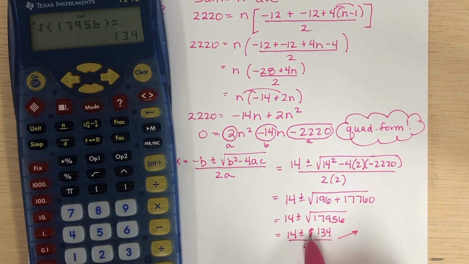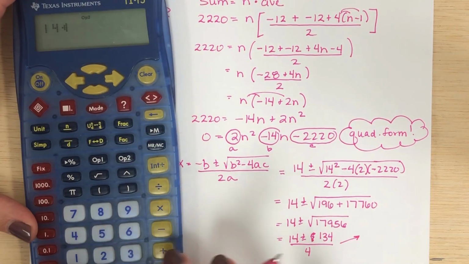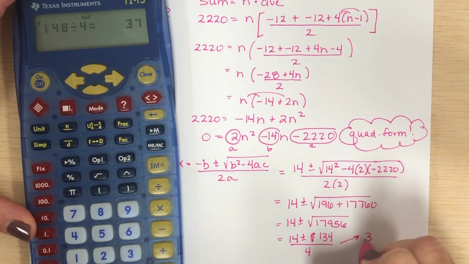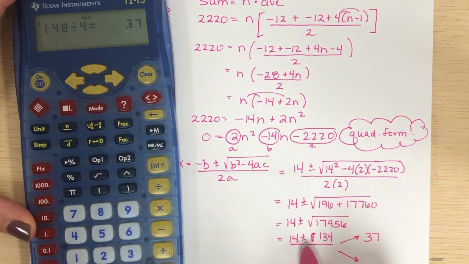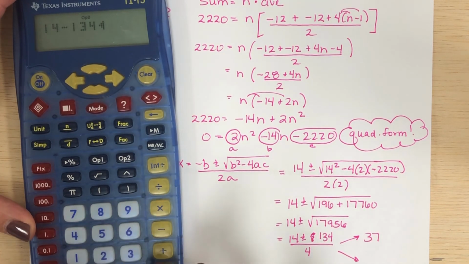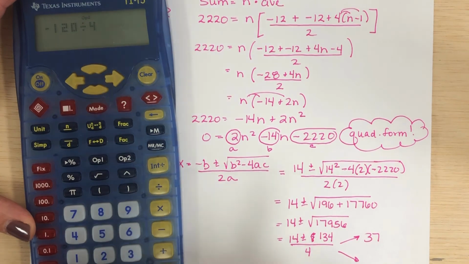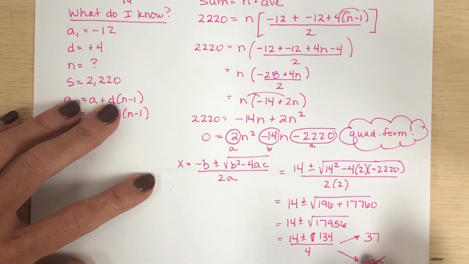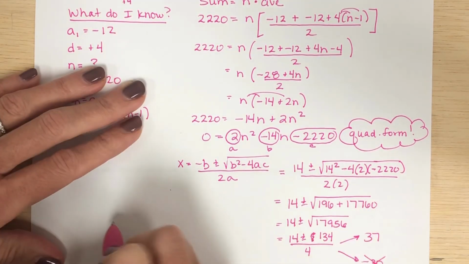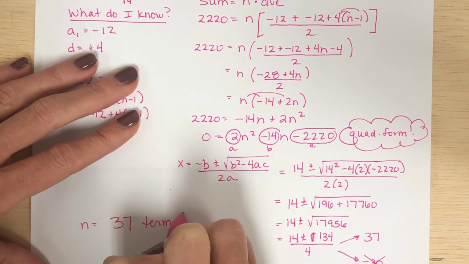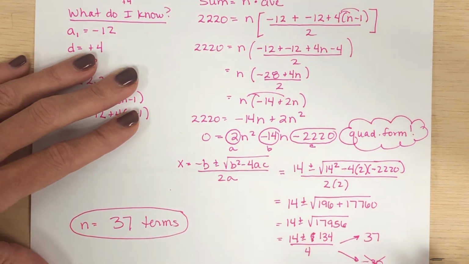I have 14 plus 134 divided by 4. That is 37. And I have 14 minus 134 divided by 4. That is negative 30. In this particular case, there's only one answer. I can't have negative 30 terms. So this is my answer: n equals 37 terms.